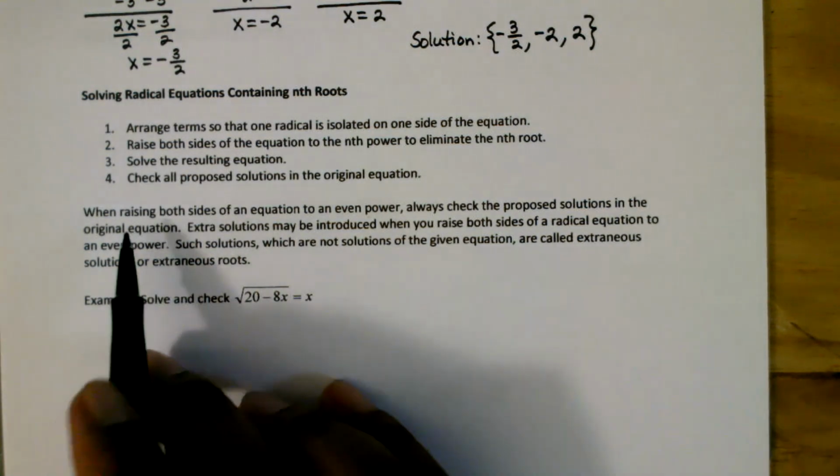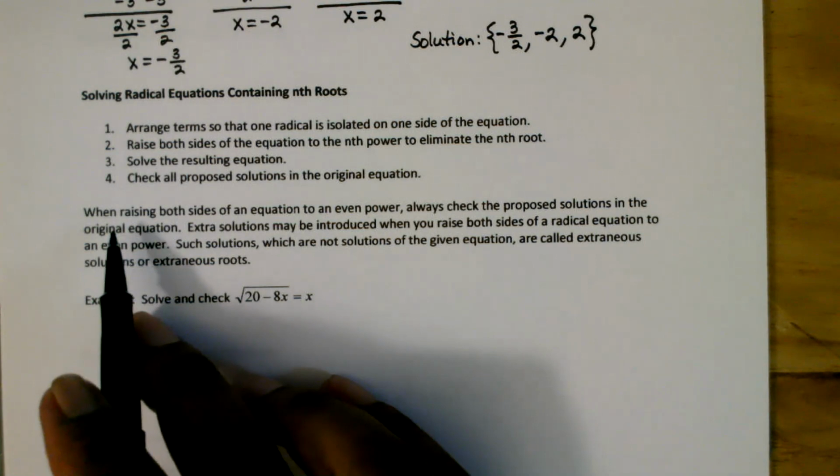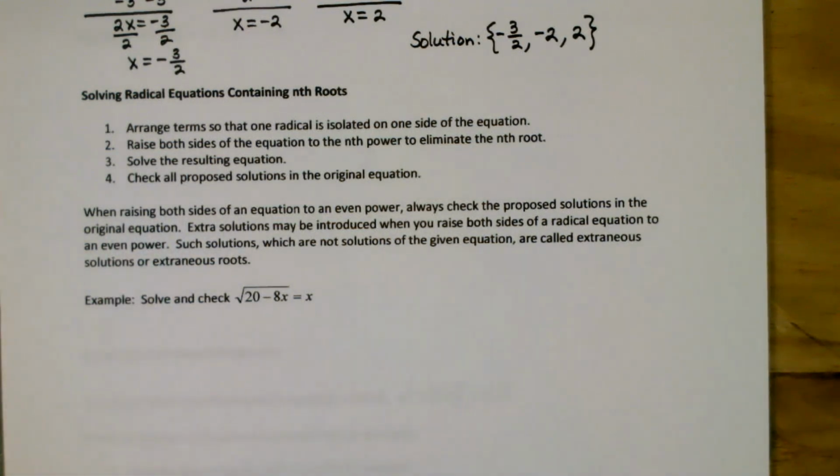Now here we're going to be dealing with the square root in these examples. When raising both sides of an equation to an even power, like the second power or the fourth power, you want to always check the proposed solutions in the original equation. Extra solutions may be introduced when you raise both sides of a radical equation to an even power. Such solutions, which are not solutions of the given equation, are called extraneous solutions or extraneous roots, because you might have that.